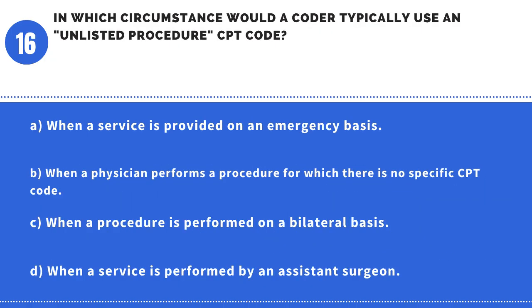Question 16. In which circumstance would a coder typically use an unlisted procedure CPT code? A. When a service is provided on an emergency basis. B. When a physician performs a procedure for which there is no specific CPT code. C. When a procedure is performed on a bilateral basis. D. When a service is performed by an assistant surgeon.